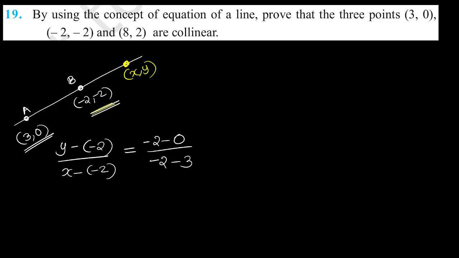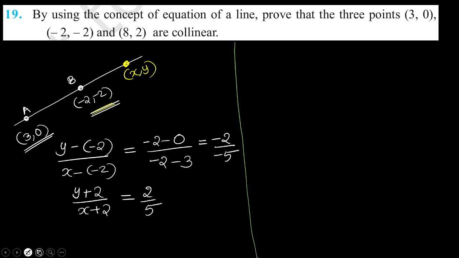Let me find out the equation of the line. After that, you can ask me doubts. This is (y plus 2) by (x plus 2), and the right side is minus 2 by minus 5, right? The right side is what? Minus 2 by minus 5. Minus cancels, 2 by 5. Yes, I can do the cross multiplication. 2 into (x plus 2), 2 into x plus 2 into 2, 4.